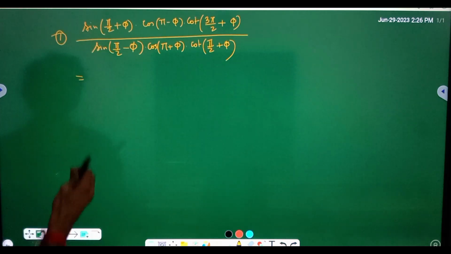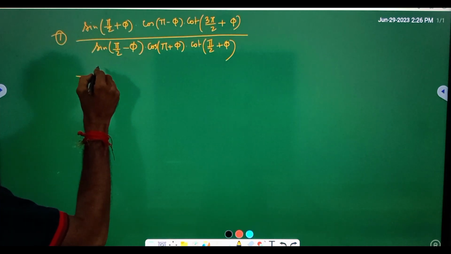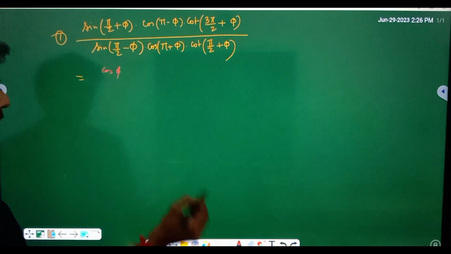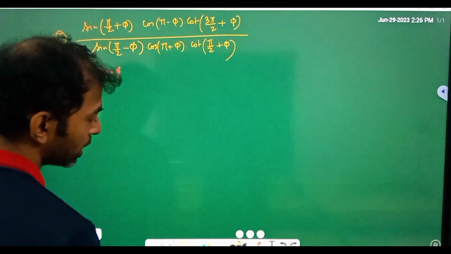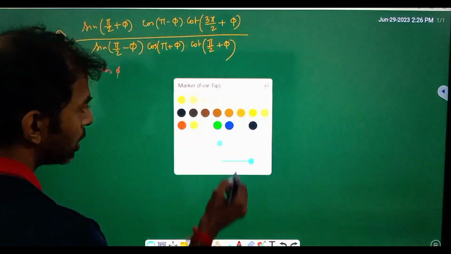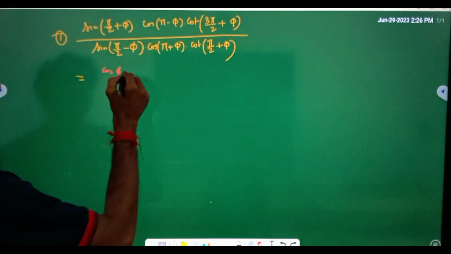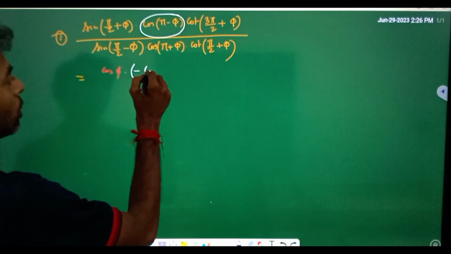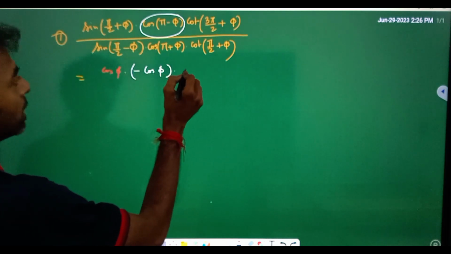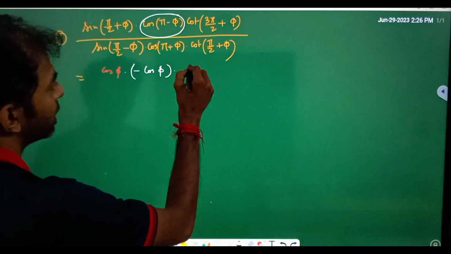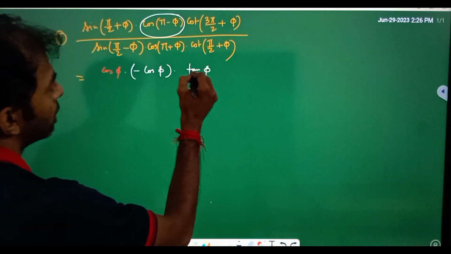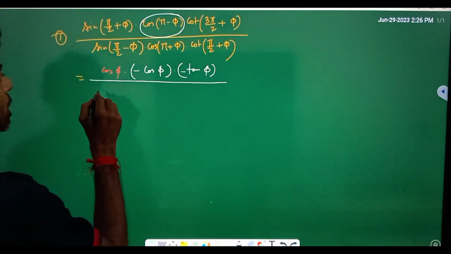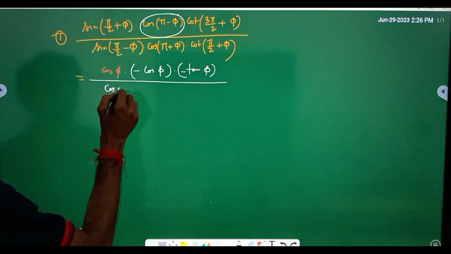So sine pi by 2 plus phi, we all know that sine pi by 2 plus phi is cos phi. Cos phi into cos of pi minus phi, that's going to be minus of cos phi, and cot 3 pi by 2 plus phi will be minus of tan phi. Divide by sine pi by 2 minus phi, that's going to be cos phi.